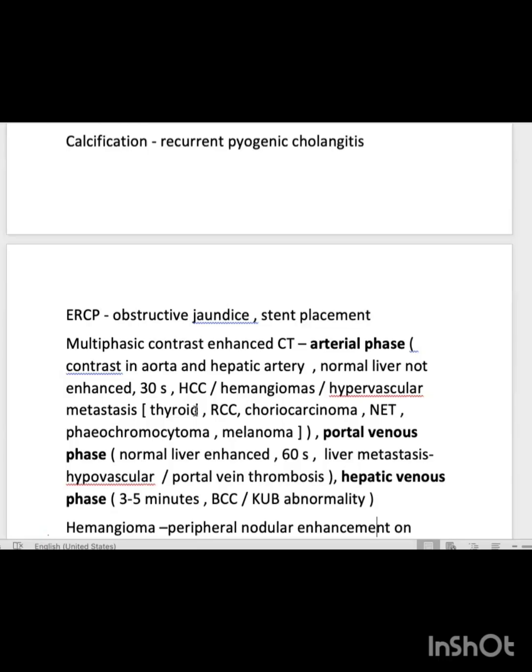On the other hand, portal venous phase, now the liver gets enhanced and it usually occurs 60 seconds after contrast administration. And it is very useful to diagnose liver metastasis, which are hypervascular, or portal vein thrombosis. And the last is the hepatic venous phase, which occurs 3 to 5 minutes after contrast administration. It is used to diagnose Budd-Chiari syndrome or kidney ureter bladder abnormality. So there are three phases: arterial phase, portal venous phase, hepatic venous phase.